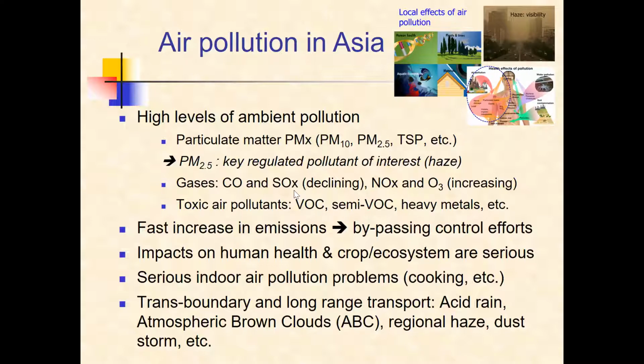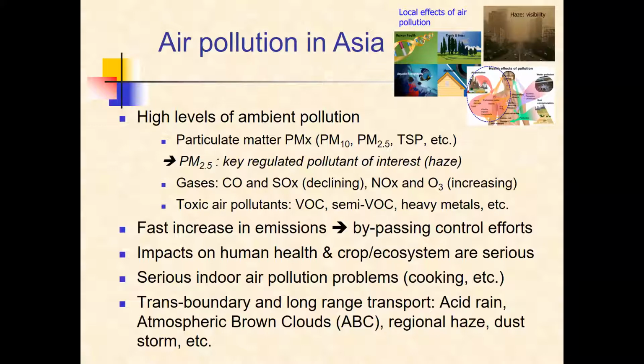We have gaseous pollutants like CO and sulfur oxides, but the good news is that the levels are declining in the air, while some other gases like NOx and ozone are increasing. Also there are toxic air pollutants like volatile organic compounds such as benzene, for example, and semi-volatile organic compounds like dioxin, like PAHs, and a lot of heavy metals also present in air, but we do not yet have good quantification of the levels of these pollutants.